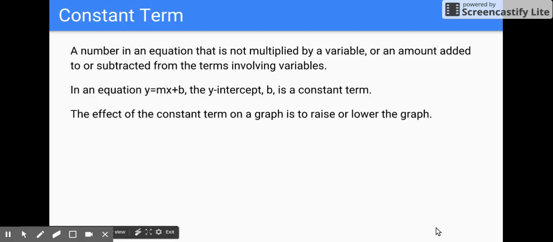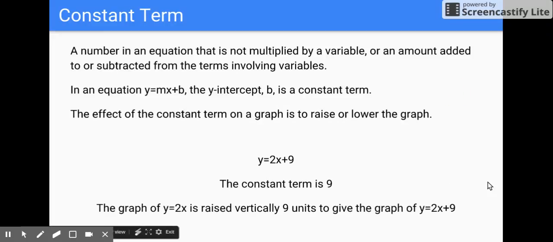Constant term. A constant term is a number in an equation that is not multiplied by a variable, or it is an amount added to or subtracted from the terms involving variables. So when you have an equation written in slope-intercept form, the y-intercept b is a constant term because it's being added or subtracted from variables, but it is not being multiplied. The effect of the constant term on the graph is to raise or lower the graph.